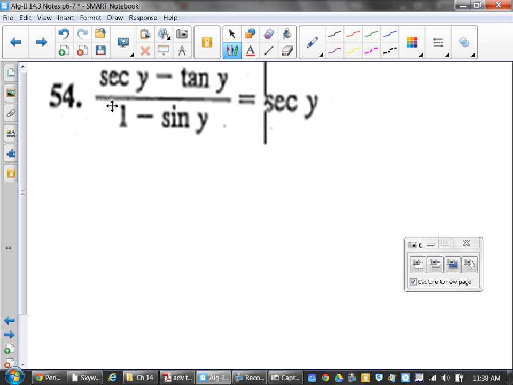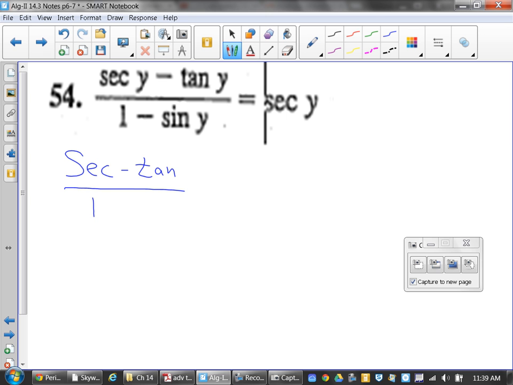Secant minus tangent all over 1 minus sine equals secant. Okay, well. Ooh, I can do this. I got this, I hope. The verify ones are so much harder. I think they're easier because at least you know what it's supposed to look like in the end. It kind of helps you get an idea. But you have to look at it for 5 minutes before you know how to start.